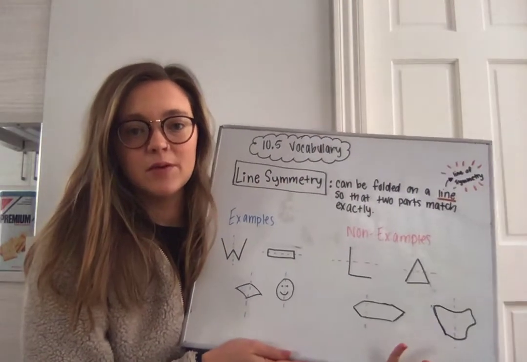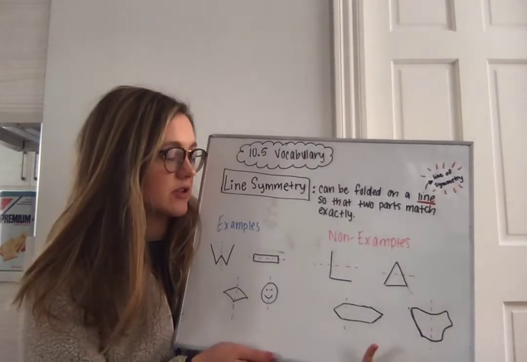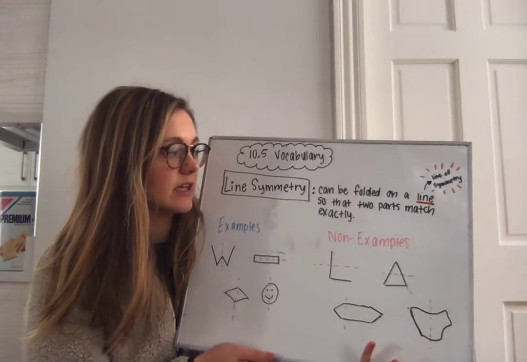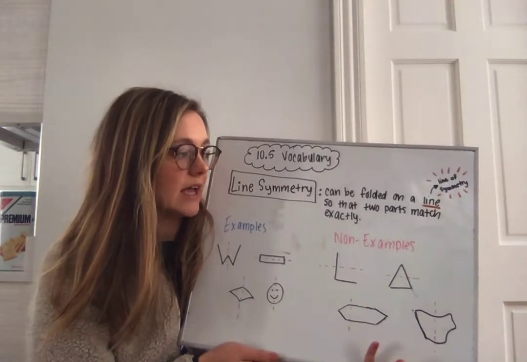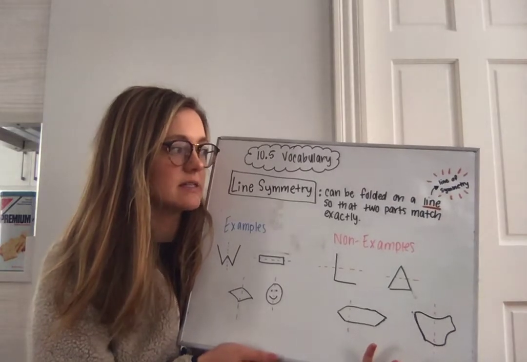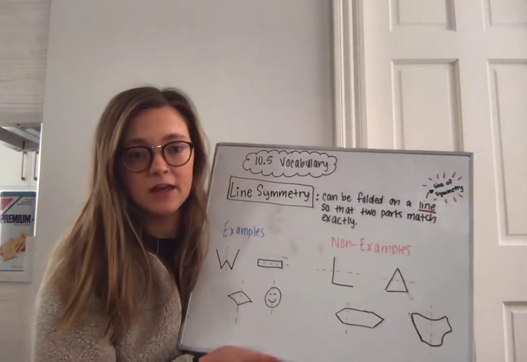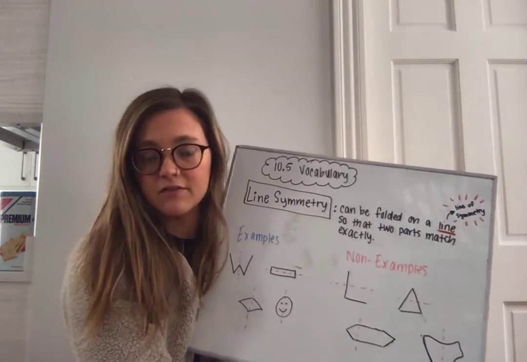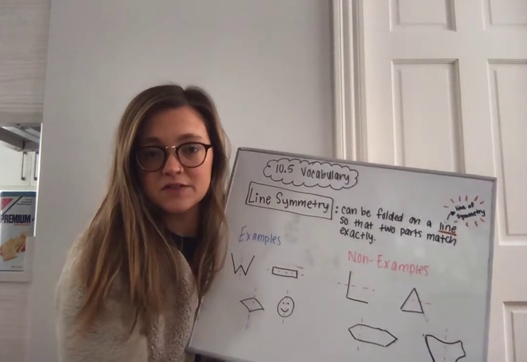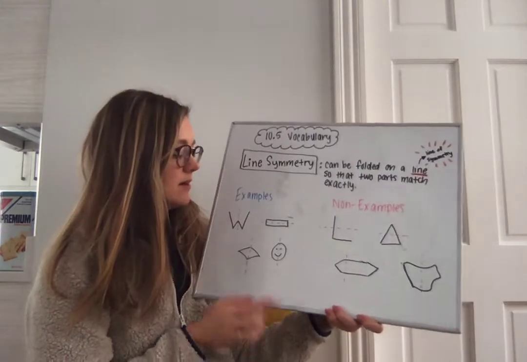So we're going to start with the definition of line symmetry. Line symmetry is when the shape can be folded on a line so that the two parts match exactly. And we call that line, that folding line, a line of symmetry. So I'm going to show you some examples.